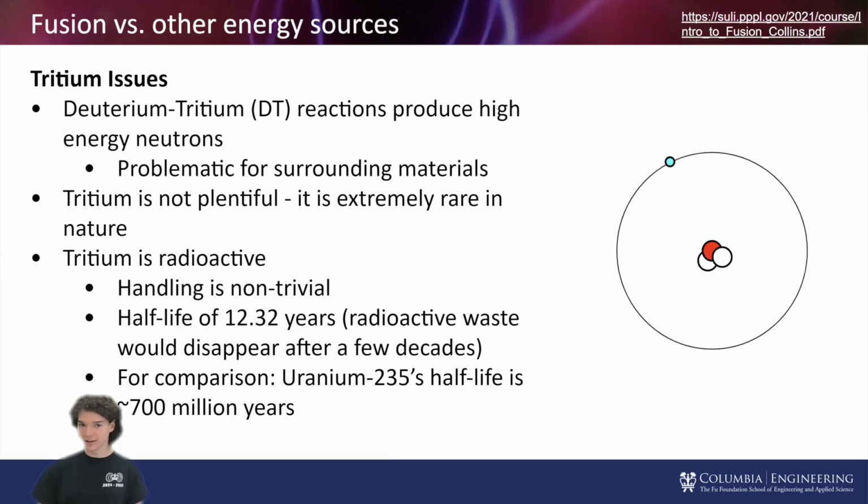For comparison, uranium-235 has a half-life of about 700 million years. This is why it's really difficult to deal with fission waste other than just burying it and leaving it there. Whereas fusion waste is a little bit different.